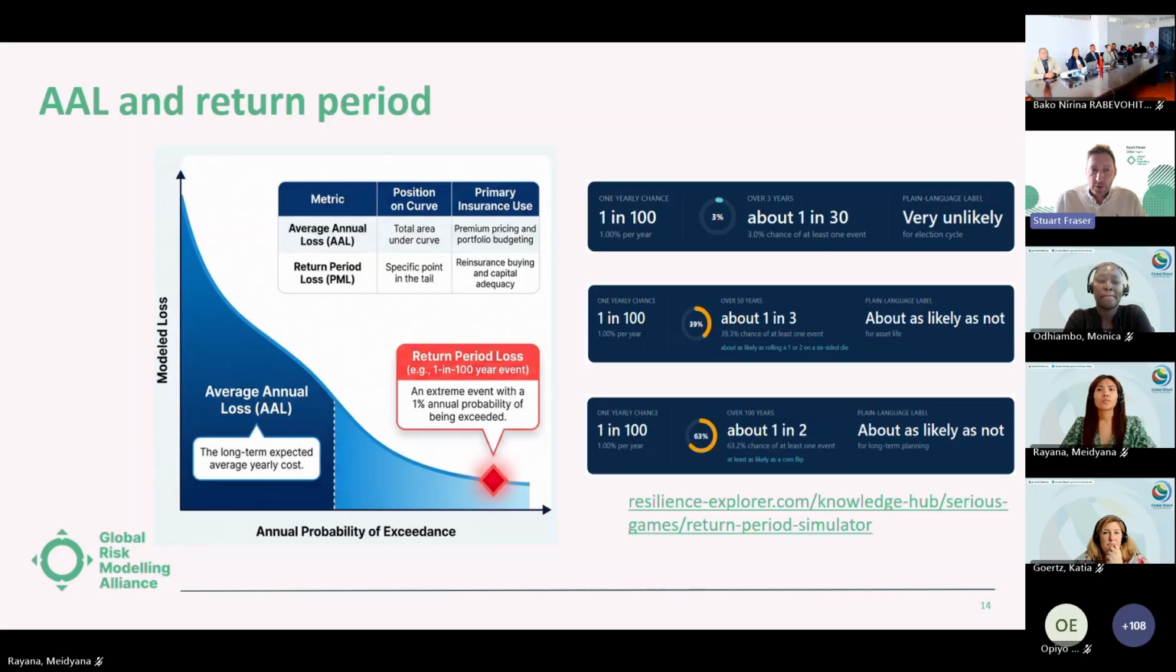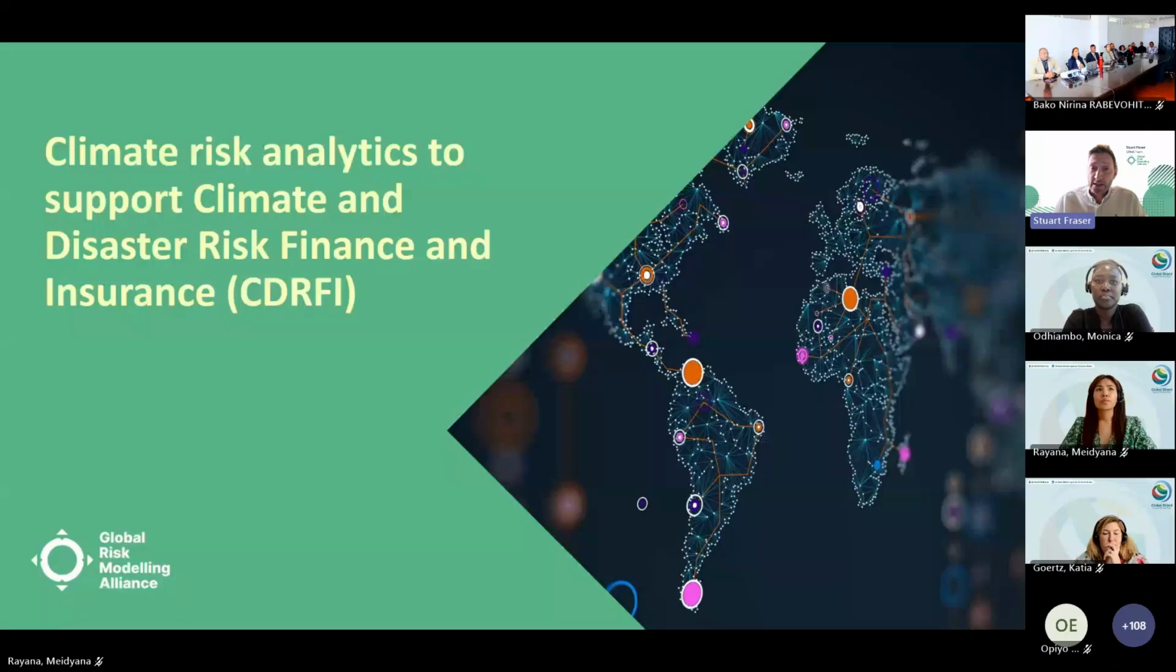And we also look at the return period, which gives you the loss at a specific point, generally for extreme events. 1 in 100 year, 1 in 50 year event are typical return periods that we would communicate. And those are really useful for understanding how much capital or the impact on GDP or government financing that might occur from an extreme event. And that can sometimes be a big part of the government budget.